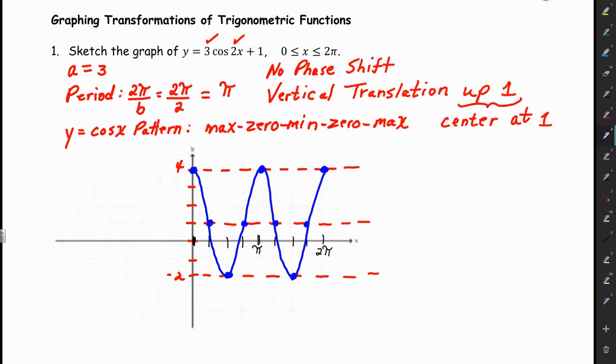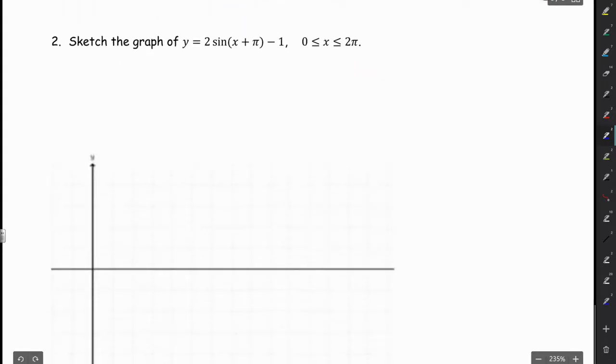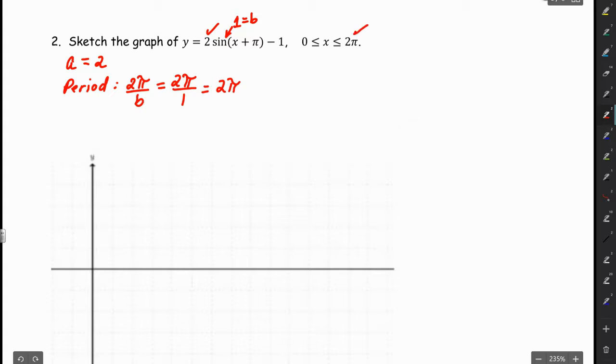Let's try another one. This time we're going to be looking at sketching the graph of the sine curve with some transformations. We're going to write down the value of A. A is equal to 2. The distance from the center will be 2. Our period is going to be 2 pi over B. In this case, B is right here. B is 1. So we have 2 pi over 1, which means our period is just 2 pi, which is important because we want to sketch this graph between 0 and 2 pi.